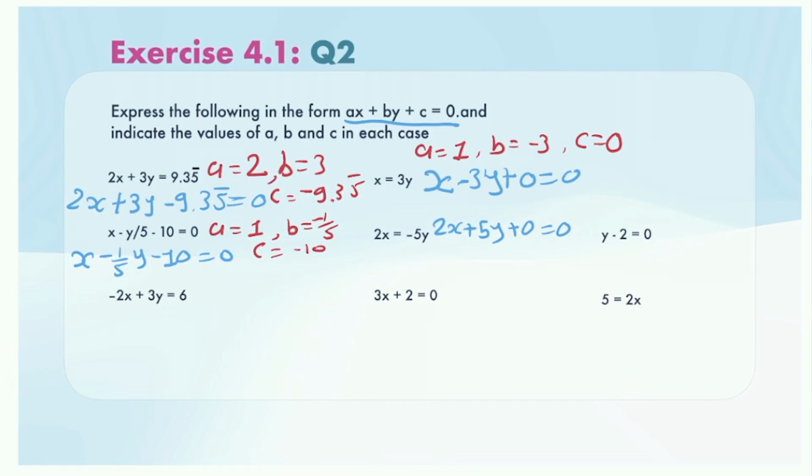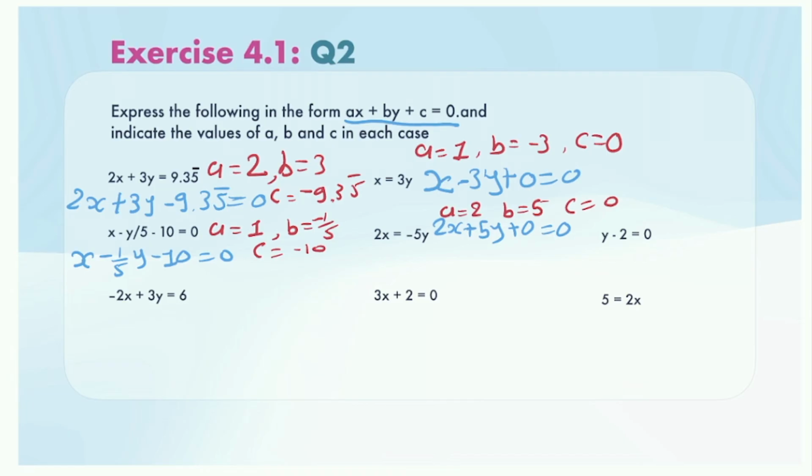Now if I write a, b and c, the value of a will be 2 for this, the coefficient of x is 2. Now what will be the value of b? The value of b is 5, the coefficient of y is 5. Now what will be the constant term? Here I don't have any constant term, so I can write c equal to 0, right?